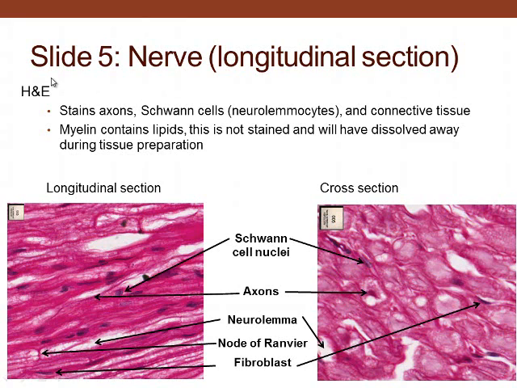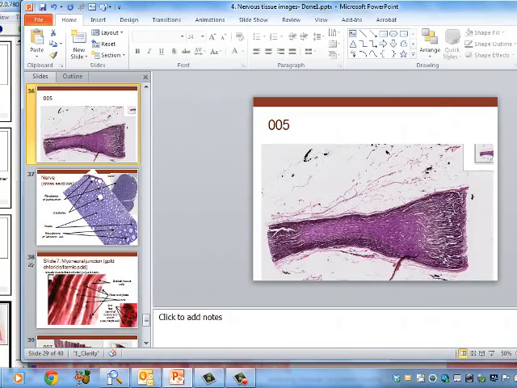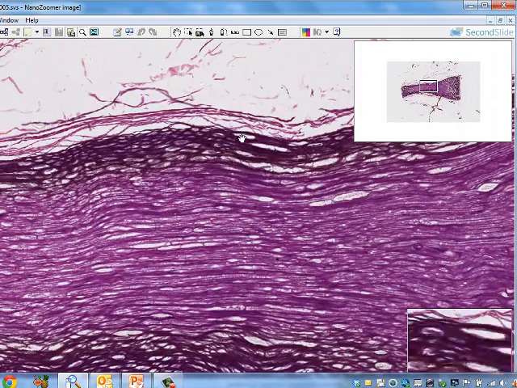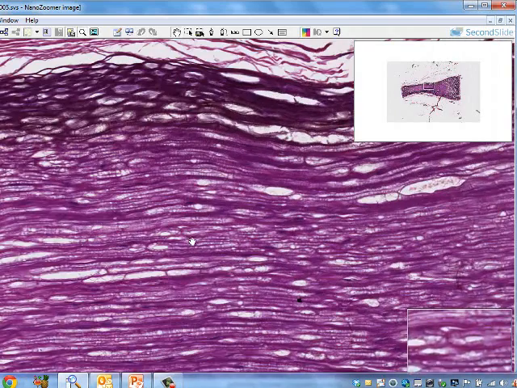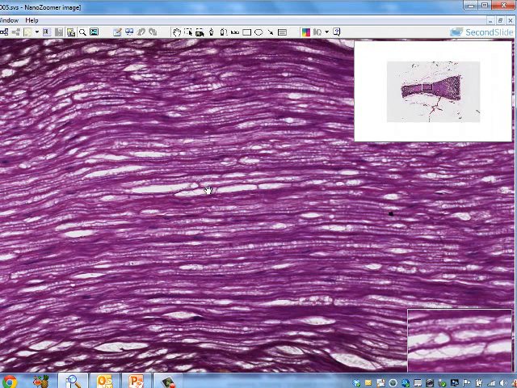In our slide 5, we're supposed to see Schwann cell nuclei in through there. The neurolemma is where the myelin sheath has been removed. This is the axon, and this is where the myelin sheath was. If we take a look at this image, we see a nerve, a longitudinal view of nerve. This would be the perineurium out through there. This would be endoneurium around and through here. And we can see some nodes of Ranvier.